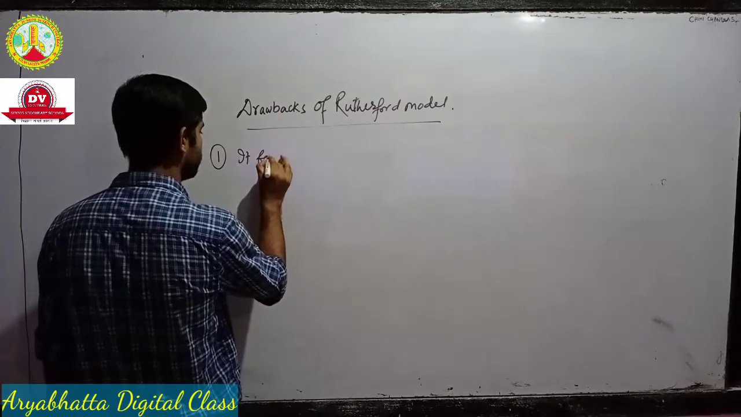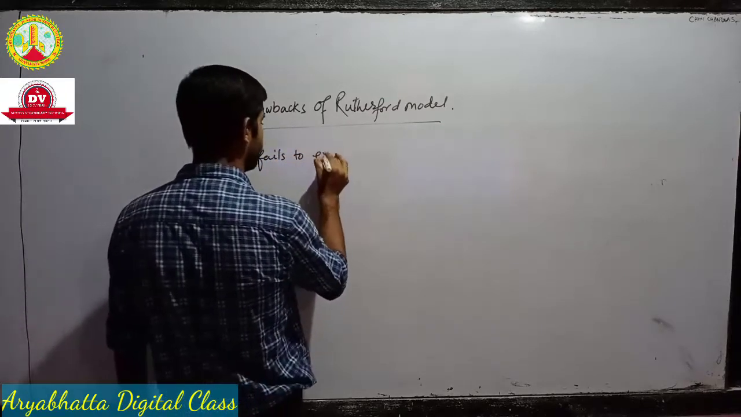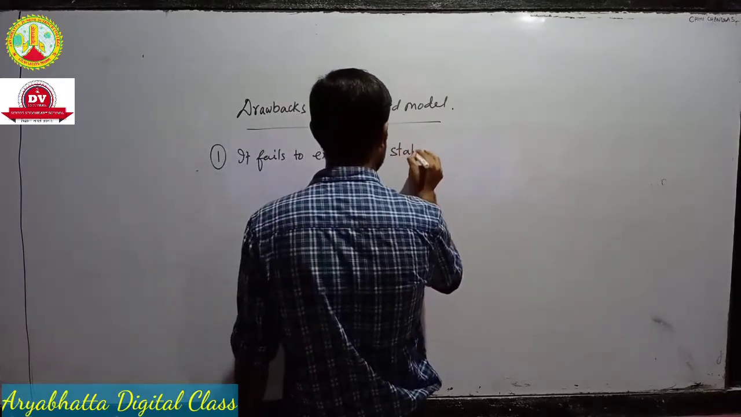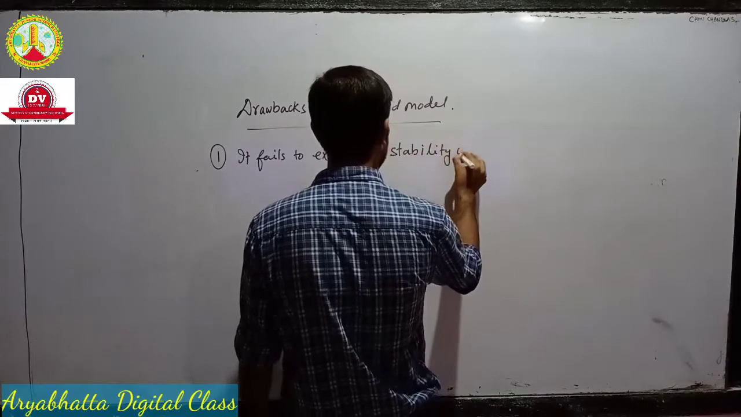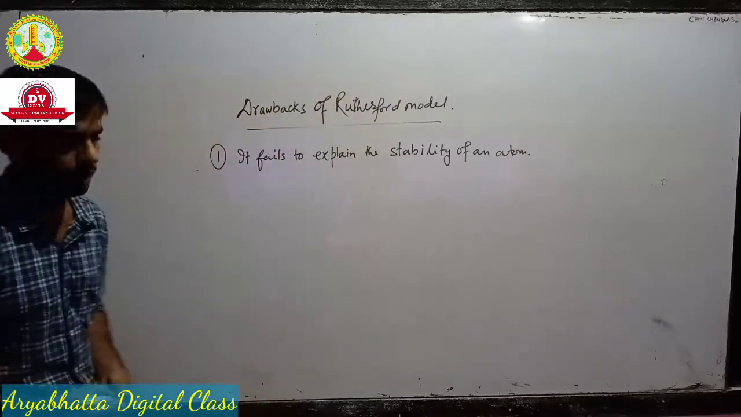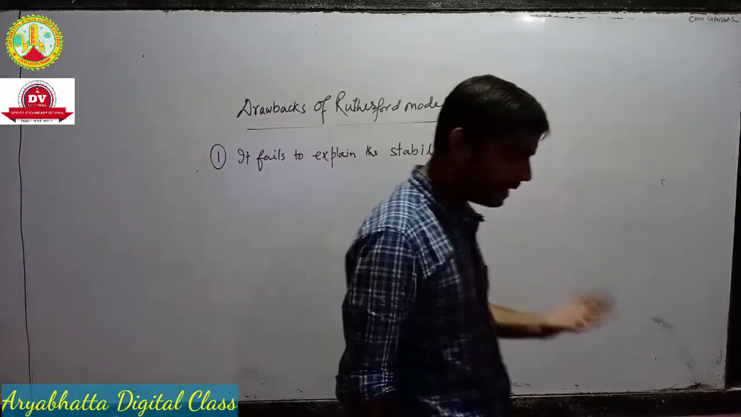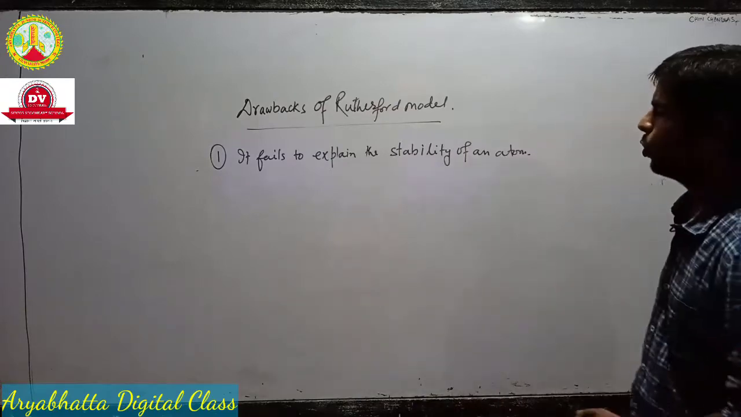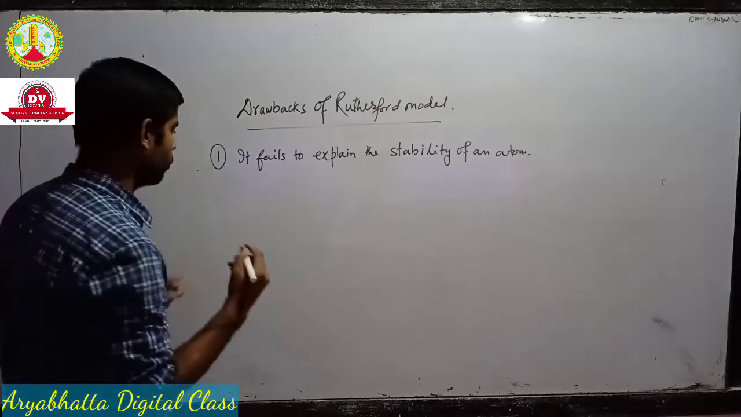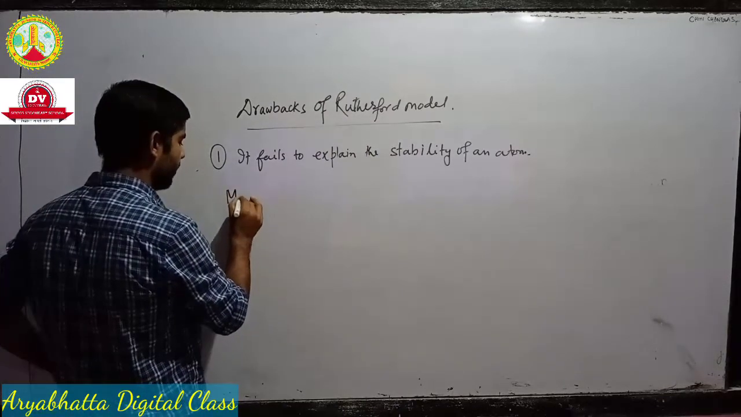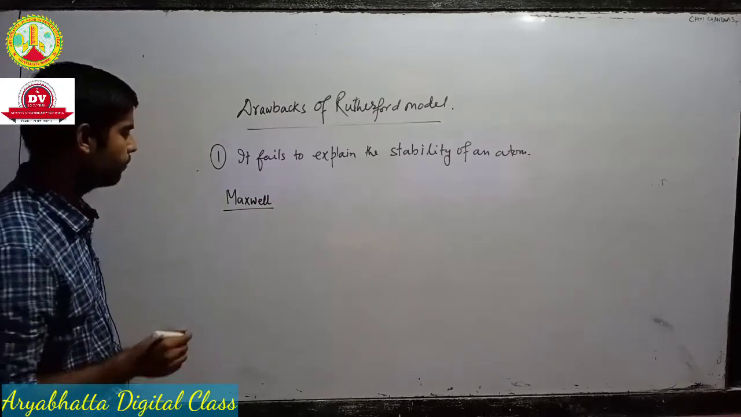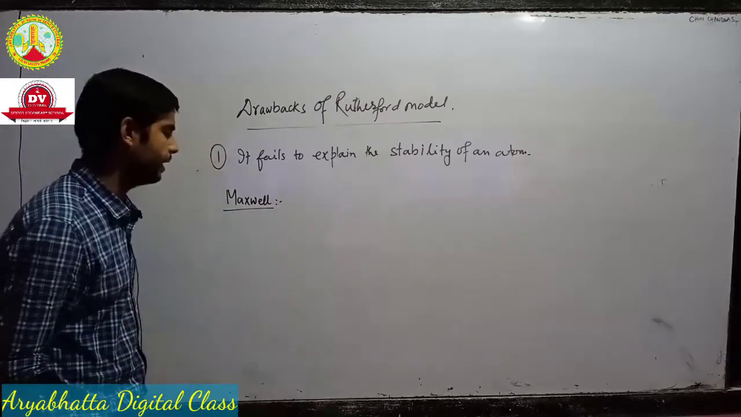So the first problem with Rutherford model was that it fails to explain the stability of an atom. It cannot explain the stability of an atom. And why it cannot explain the stability of an atom? So to know that, we have to know a theory given by Maxwell. Okay, Maxwell, James Clerk Maxwell, Scottish physicist.